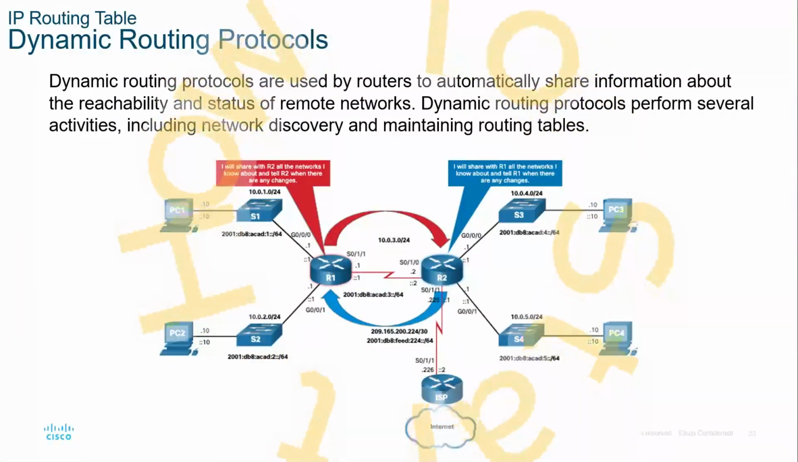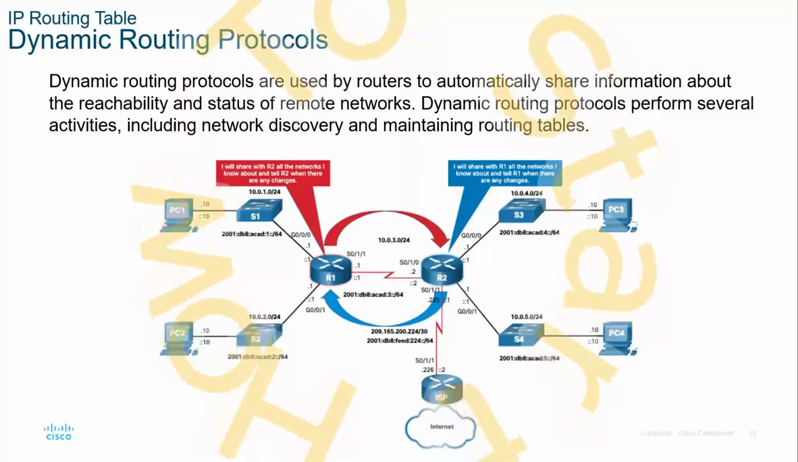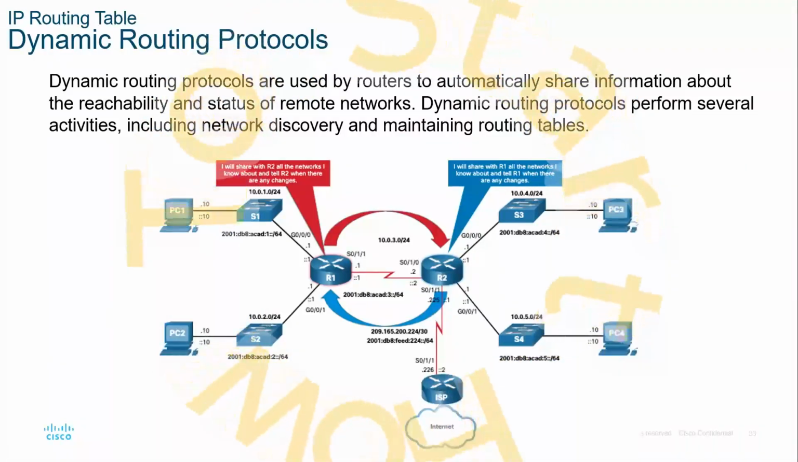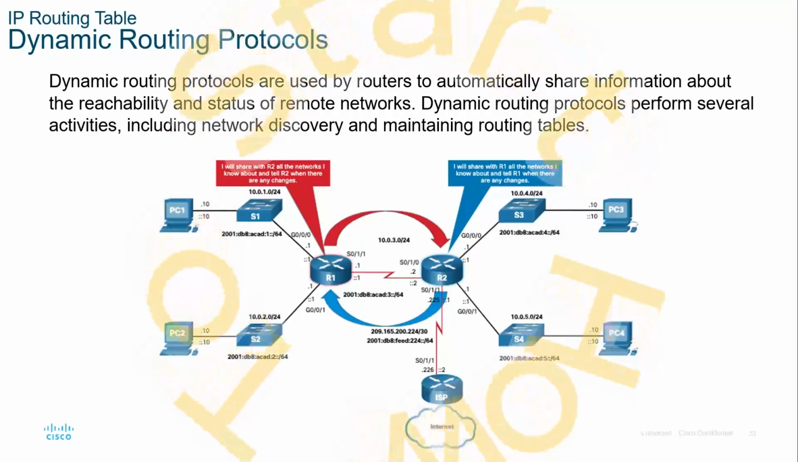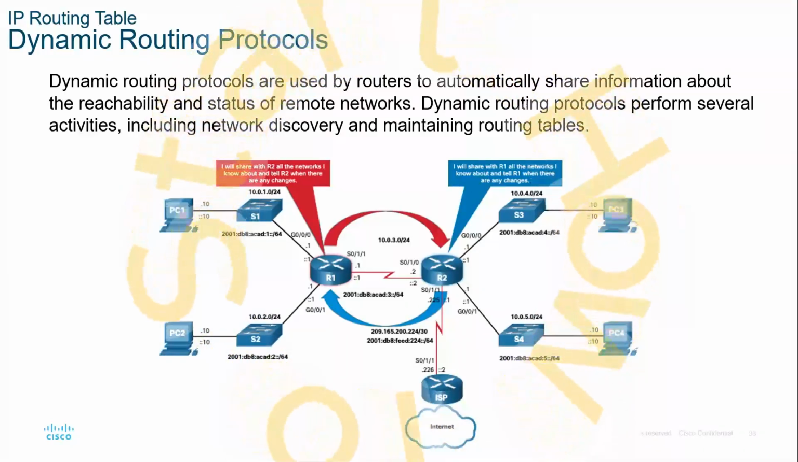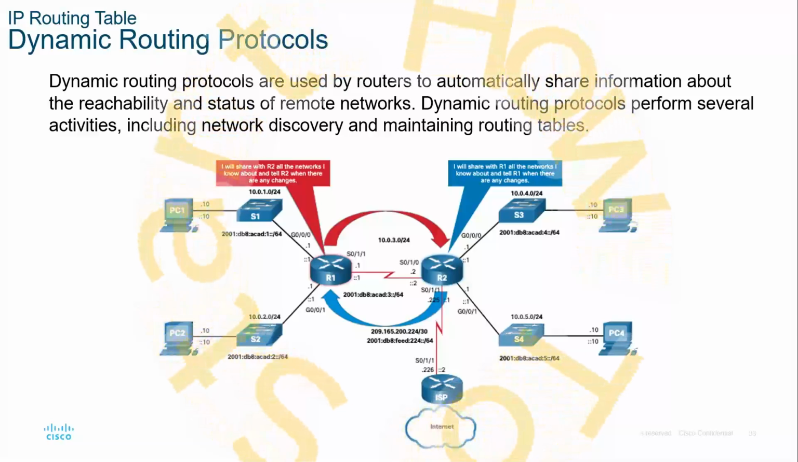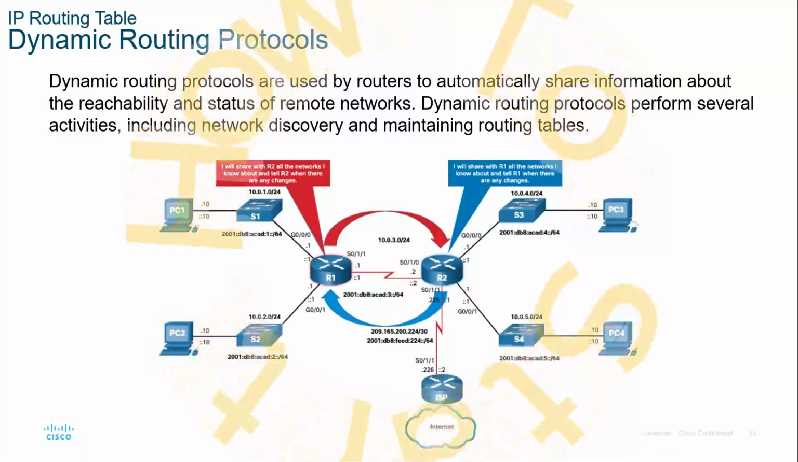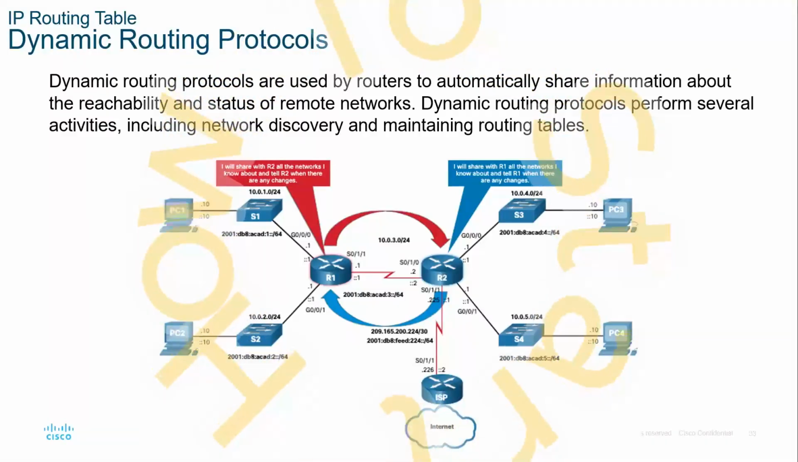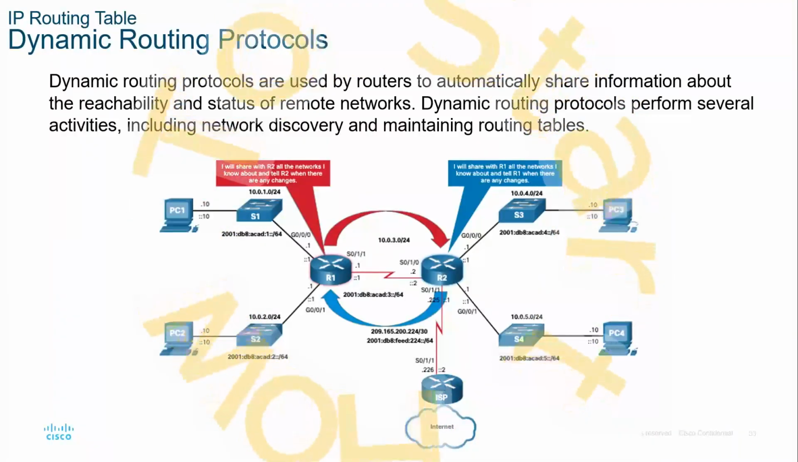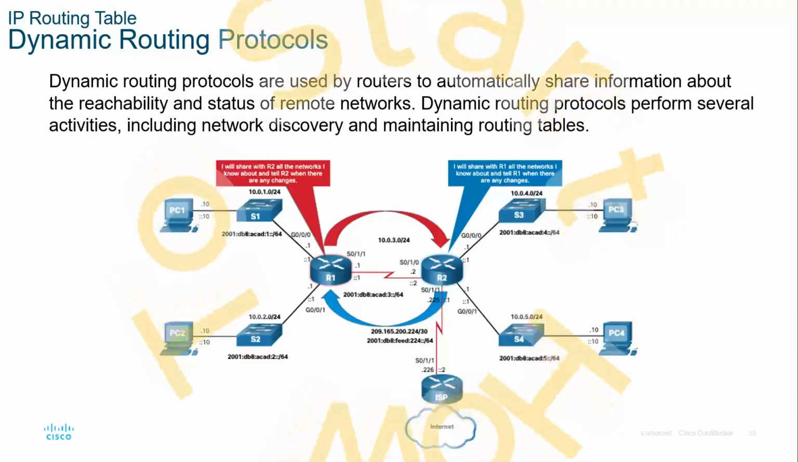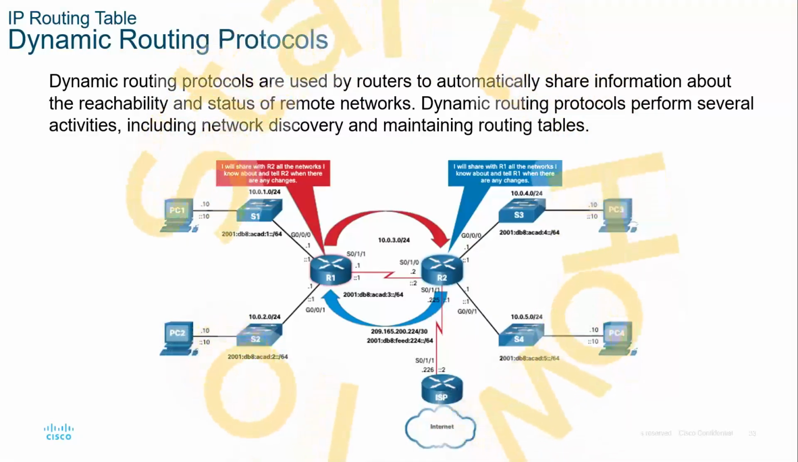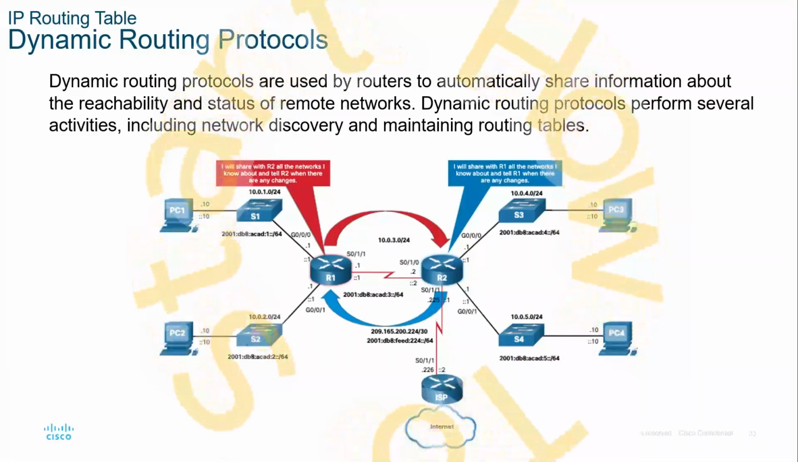If we are looking at dynamically learned information, with dynamic, each router is going to send information about the routes and the networks it has. So here, router 1 will send information to router 2, and router 2 will send information to router 1, and so forth. When they both have the same information, this will be called a converged network.